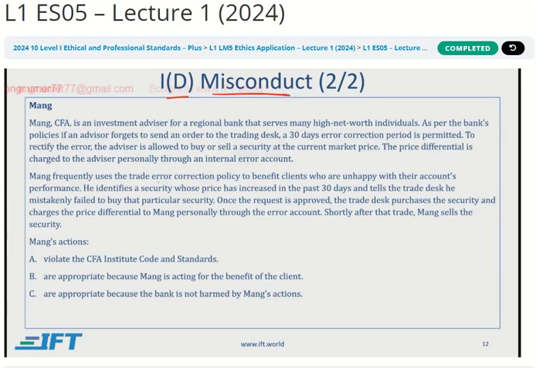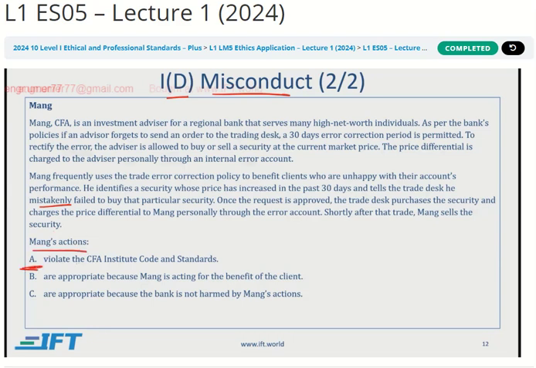Mang frequently uses the trade error correction policy to benefit clients who are unhappy with their account's performance. He identifies a security whose price has increased in the past 30 days and tells the trade desk he mistakenly failed to buy the particular security. Once the request is approved, the trade desk purchases the security and charges the price differential to Mang personally through the error account. Shortly after that trade, Mang sells the security.